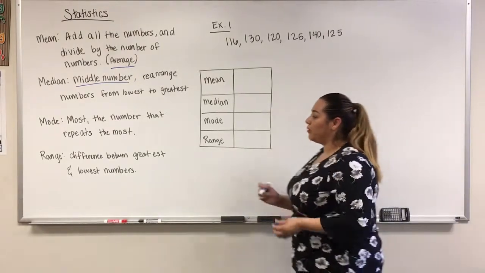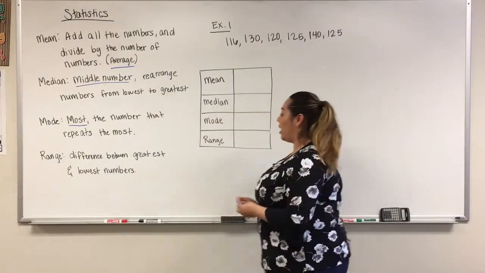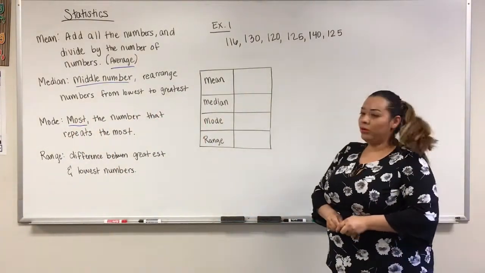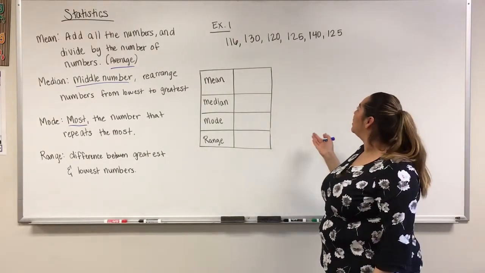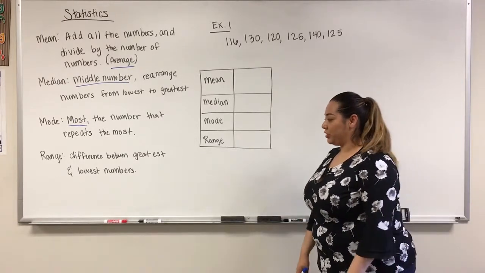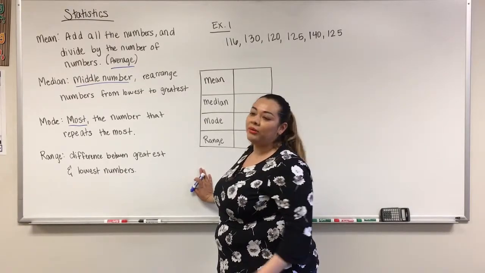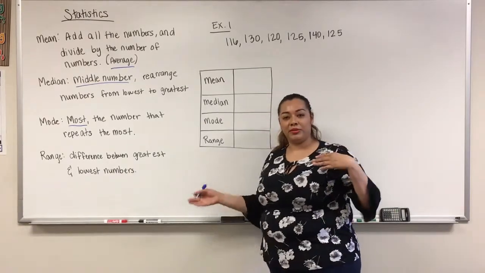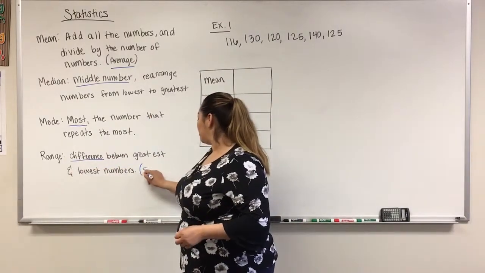The mode is the number that repeats the most. Sometimes we will have no mode if no number repeats. Sometimes we'll have two or more modes if two numbers repeat the same amount of times. And finally, the range. The range is the difference between the greatest value and the lowest value, meaning we're going to subtract the highest number minus the lowest number. The difference means subtract.